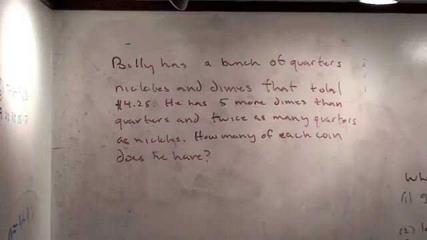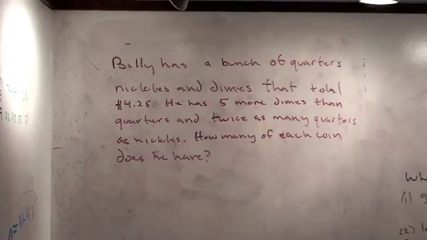Do you understand the question? Tell me about the question. Well, Billy has a big pile of quarters, nickels, and dimes. And they all add up to $4.25. He has 5 more dimes than quarters, and twice as many quarters as nickels.